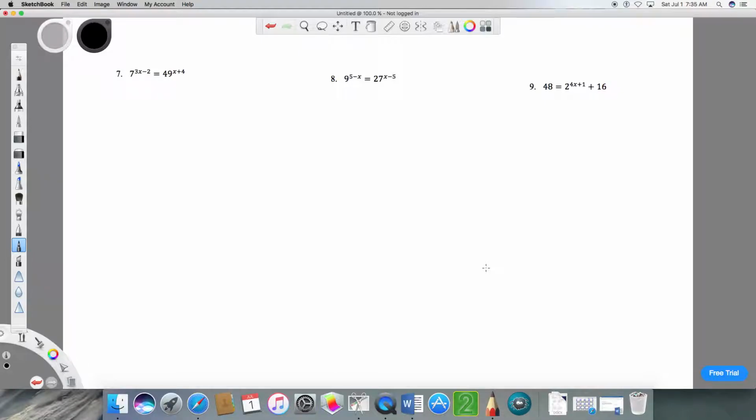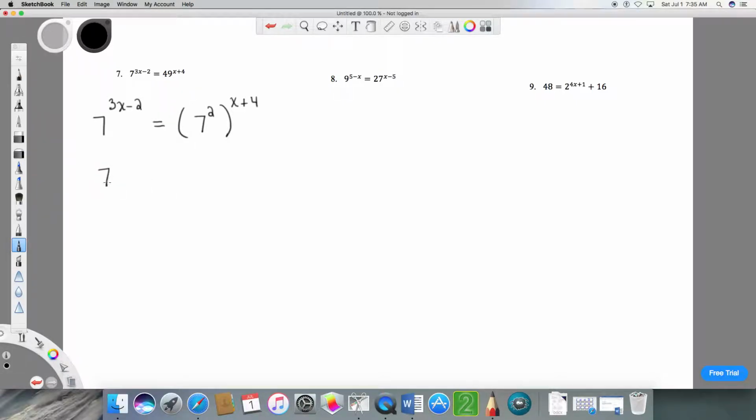So on number 7, I can see on the left-hand side that the base is 7, and the 7 has an exponent of 3x minus 2. So we're going to eventually try to rewrite the right-hand side so that it has a base of 7. First we recognize that 49 can be written as 7 squared. But right now that base is still 49. 7 squared is still 49.